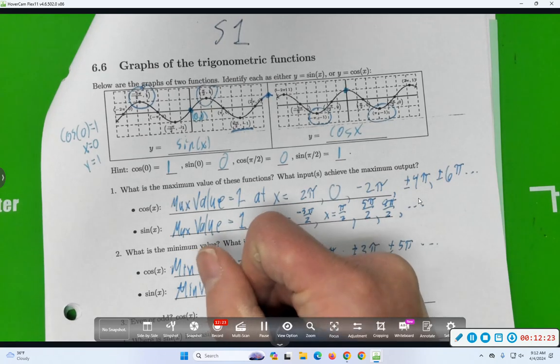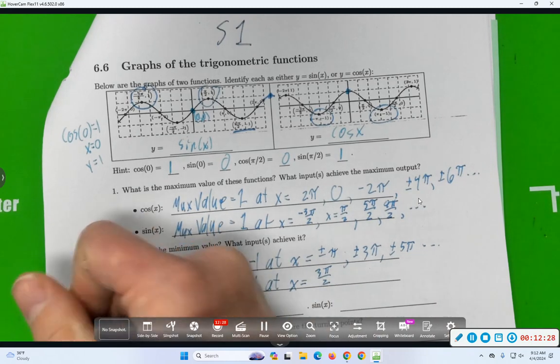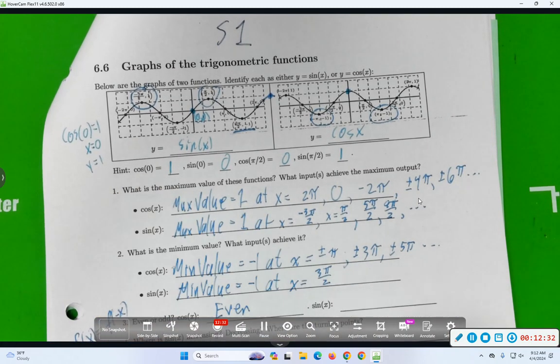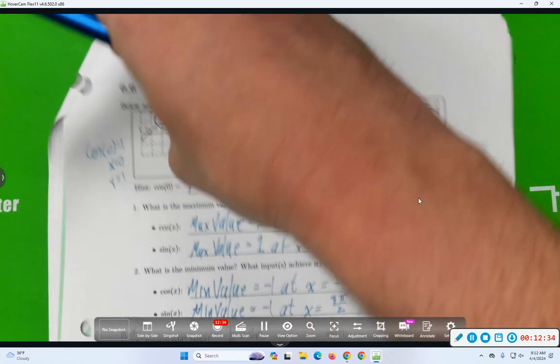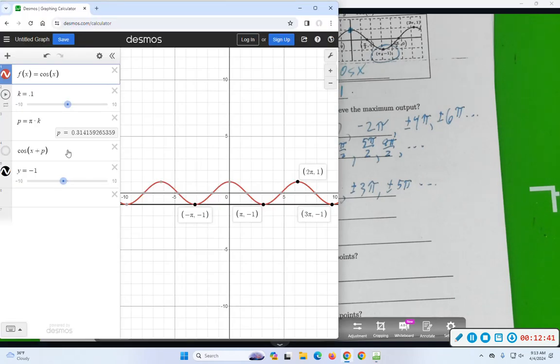And you know what? Just to do a quick double check, what does it mean to be even? It means that f of x is the same as f of -x. Well, that's something you can now check by using a graphing machine. So there's cosine of x graphed right there.